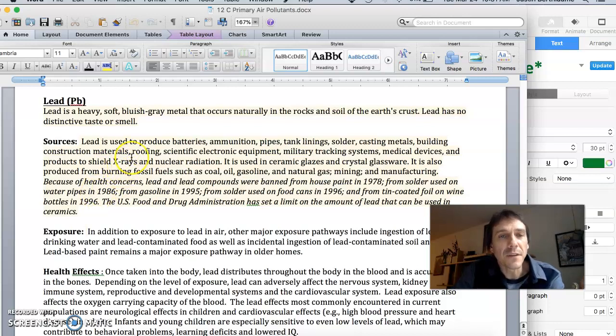Okay, so it lists here a lot of different sources: construction materials, roofing, electronic equipment, soldering, ceramic glazes, all of this stuff. And it notes here that because of health concerns, lead was banned from paint in 1978. There used to be lead in paint, and they realized that's a big pollutant. And so you can't have lead in your paint anymore. A lot of kids were getting lead poisoning by eating paint chips. You know, the paint that peels off the wall. You love to eat that when you're a kid. Well, you're bound to get poisoning by eating that. So no lead in paint.